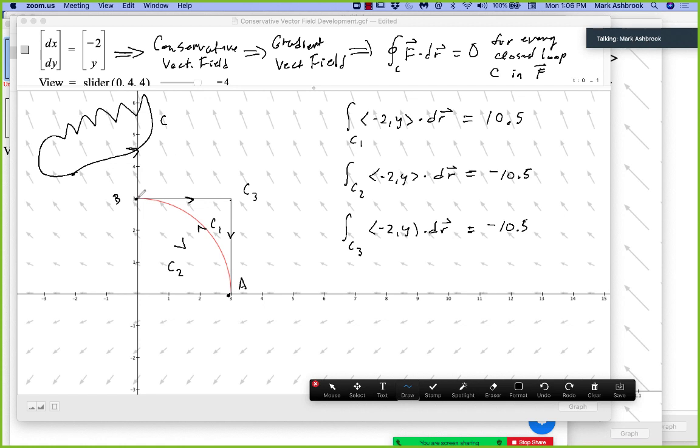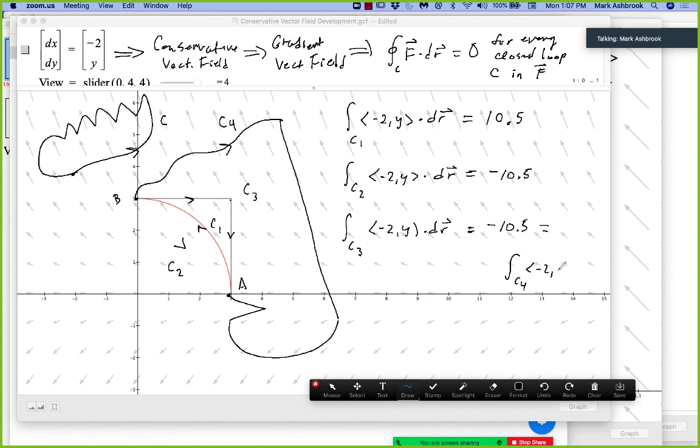All right, what if I start here at B, and I kind of go wavy like this, and I go straight down like this, and then I make a circle like this, and then like that. So here is C4. What about the value that starts at B and takes this crazy piecewise path back to A? Should it still be negative 10.5? Negative 10.5.